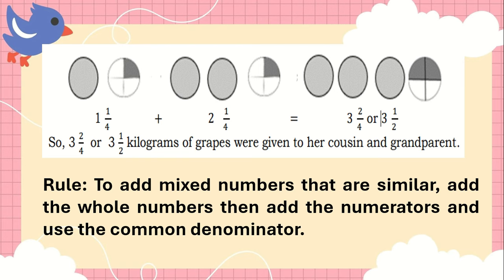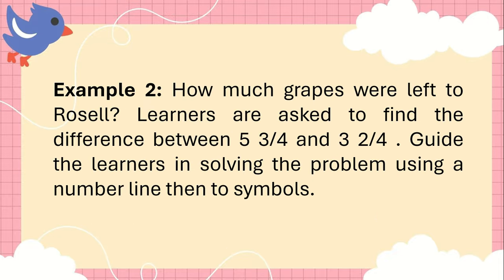Let's remember the rule: to add similar mixed numbers, add the whole numbers, then add the numerators and use the common denominator. How much grapes were left to sell? Find the difference between 5 and 3/4 and 3 and 2/4.